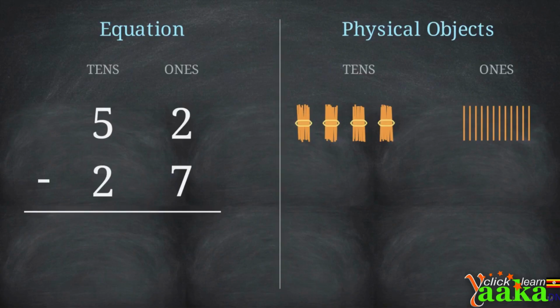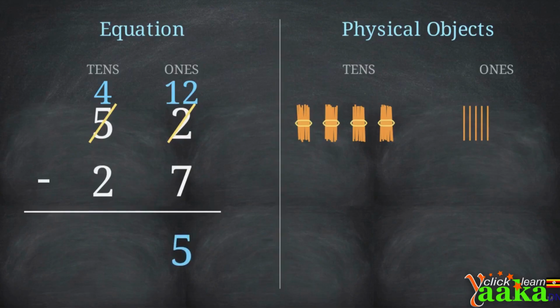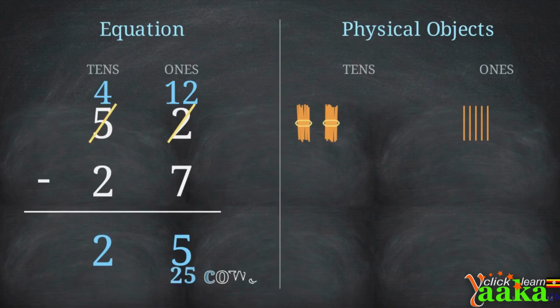Now we translate that physical action back to our math problem. We removed 1 bundle of 10, so we cross out the 5 and write a 4 above it. Because we moved those 10 sticks into the ones column, we cross out the 2 and write 12. Now we can actually subtract. 12 minus 7 leaves 5. 4 minus 2 leaves 2. The farmer has 25 cows remaining.